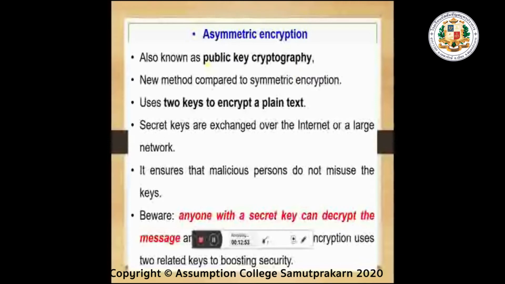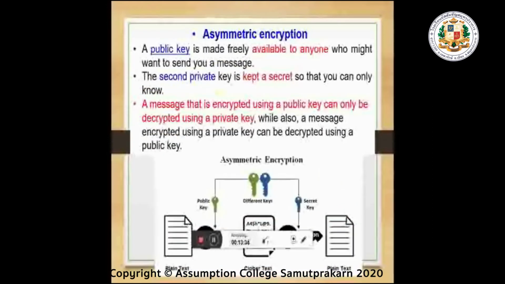Now let's move to asymmetric encryption. This is also called public key cryptography. It is a new method, and the difference is that asymmetric uses two keys to encrypt a plain text. The keys are exchanged over the internet, or it means they can be sent over the internet, to ensure that malicious persons will not use these keys. But anyone with a secret key will be able to decrypt the message.